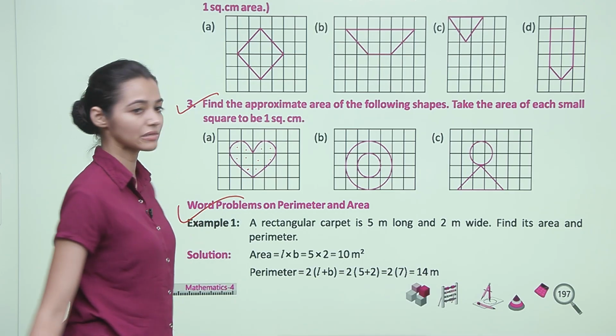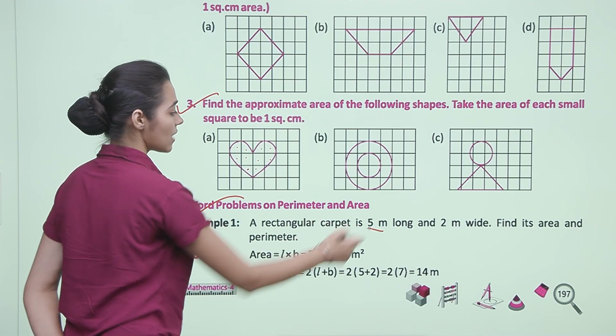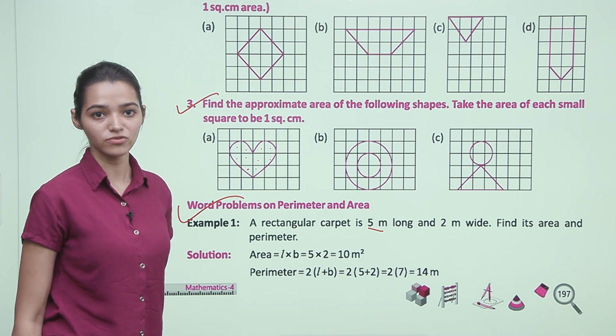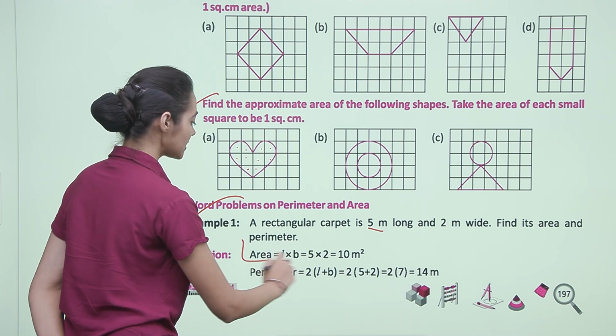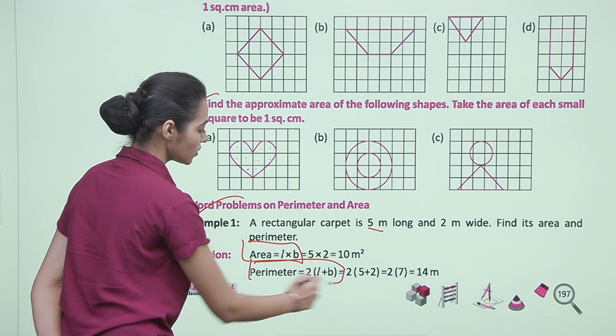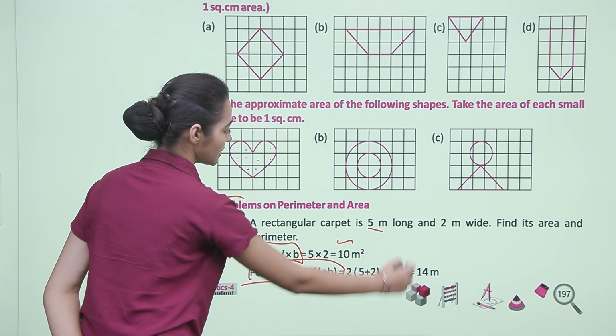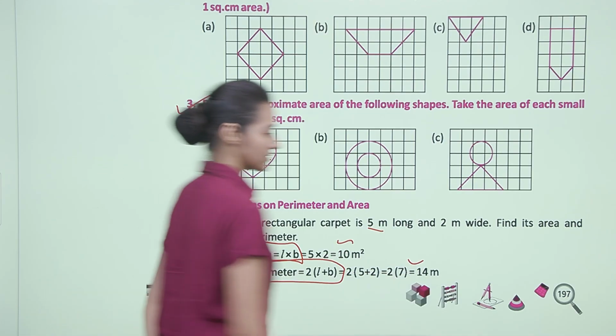Now word problems on perimeter and area. First is a rectangular carpet that is 5 meter long and 2 meter wide. We have to find its area and perimeter. So area of a rectangle is length into breadth and perimeter is 2 into length plus breadth. So area is 10 meter square and perimeter is 14 meter.